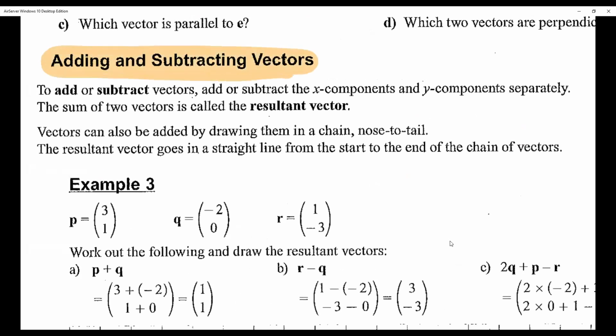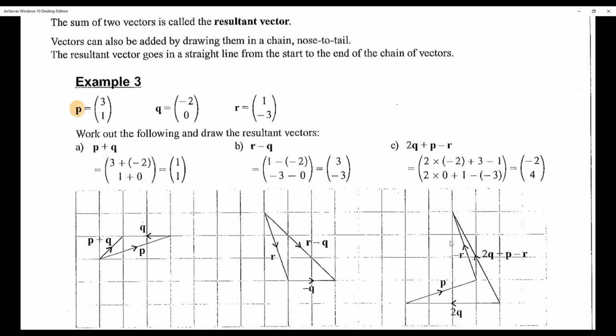Adding and subtracting. Lovely. So they've got, for example, here the vectors P and Q and R. They want to do P plus Q, R minus Q, 2Q plus P minus R. Let's go through it. So what does P plus Q mean? You've got to substitute that. So you've got to do 3 add minus 2, and then 1 add 0. They're written in that particular way. You can write it in the original format as 2 separate vectors added together. You're doing 3 add minus 2, and the answer goes up there. And then you're doing 1 add 0, and the answer goes over here.